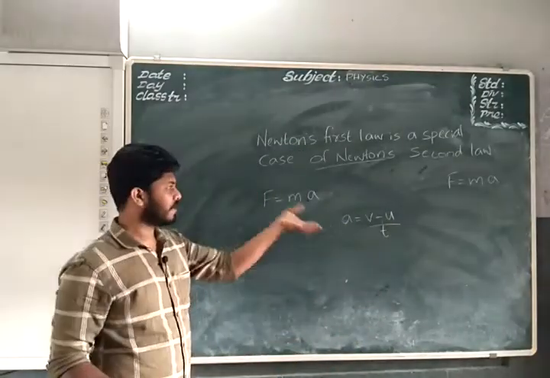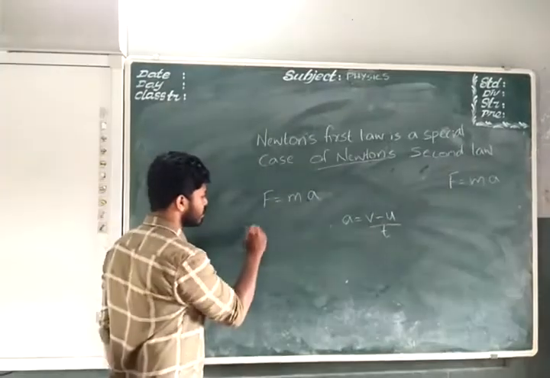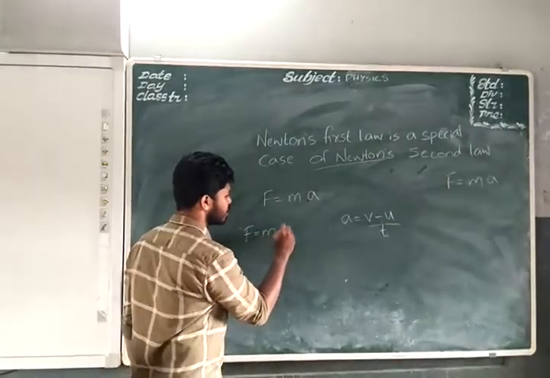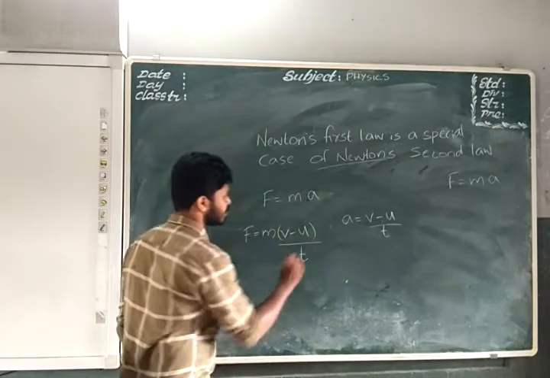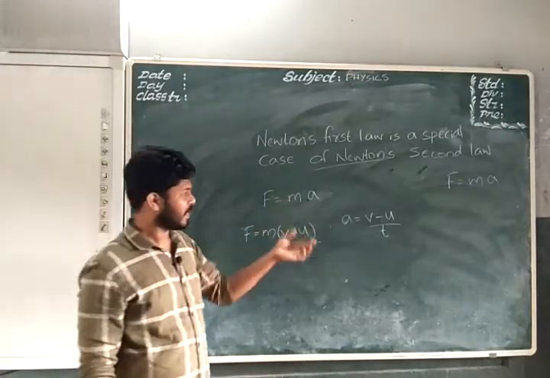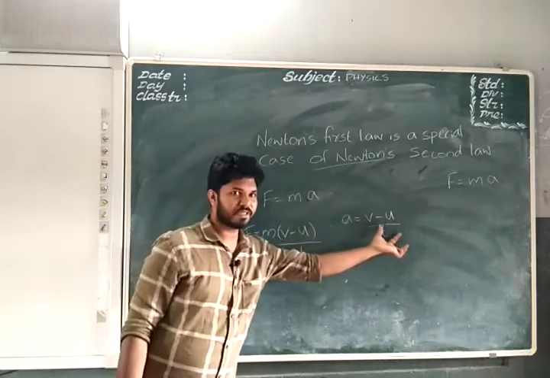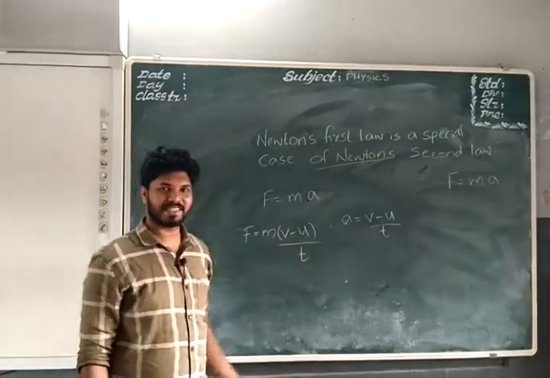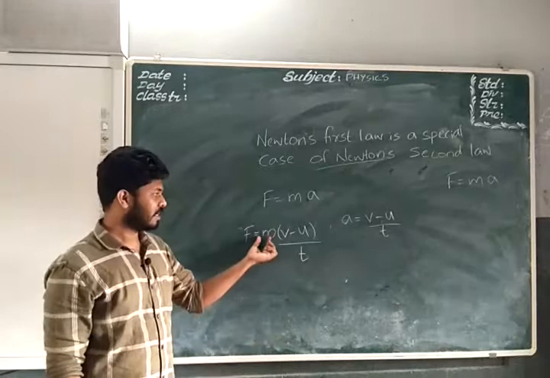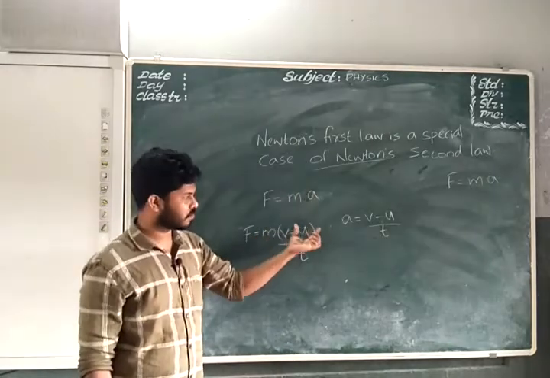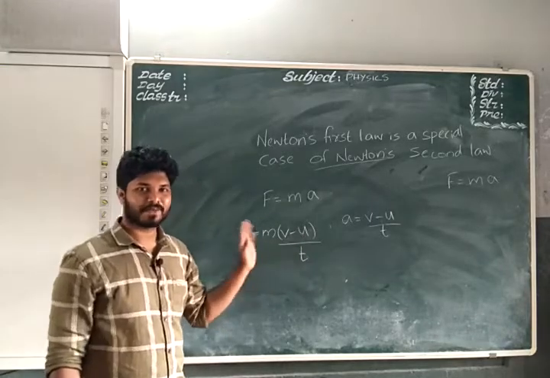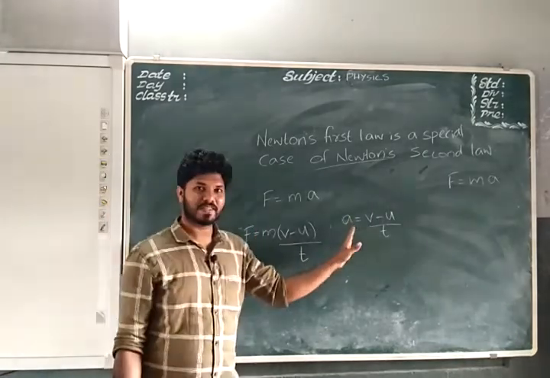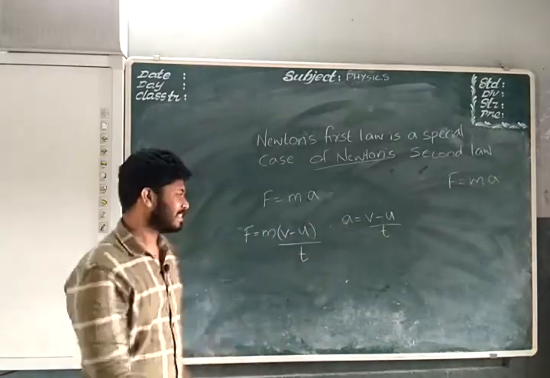Substituting this value of a in the equation, we get F is equal to m into v minus u divided by t. We already know F is equal to ma, and for a we are substituting the value v minus u divided by t. Is it clear? Very easy. M into, instead of a we are substituting v minus u by t. We already know this value from where? From the first chapter, acceleration is equal to v minus u by t.